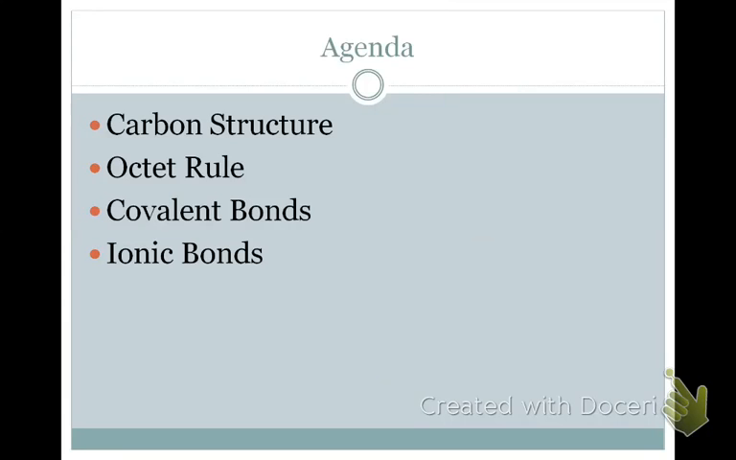The second thing we'll be talking about is the octet rule, which is an important rule for when we get into bonding, which are our third and fourth topic. We'll be talking about covalent bonds and ionic bonds. There's a third type of bond that we will be talking about in this class, and that is hydrogen bonds, but it is not for this video.